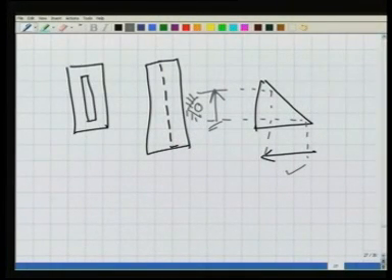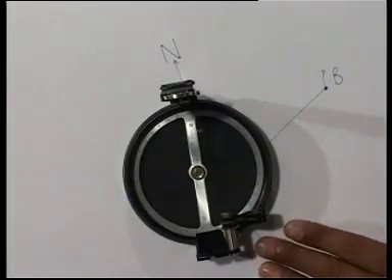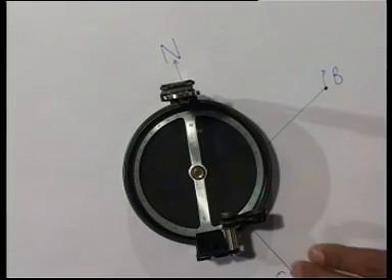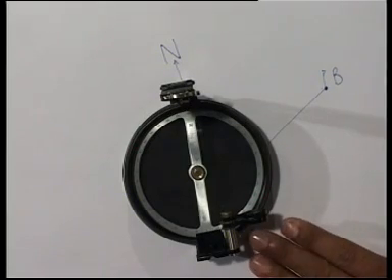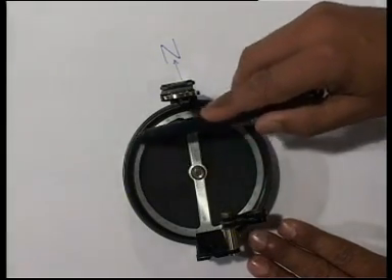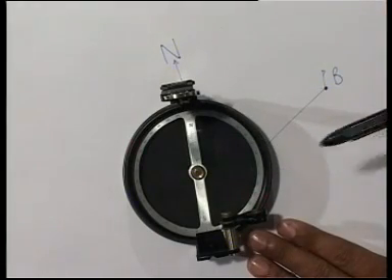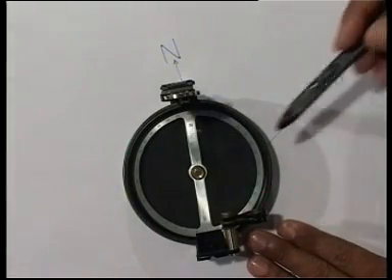Now we will see what this circle is like. Okay, so here we are looking into the construction of the prismatic compass, and here you can see that's the body of the prismatic compass. The important thing about it is the graduated circle.